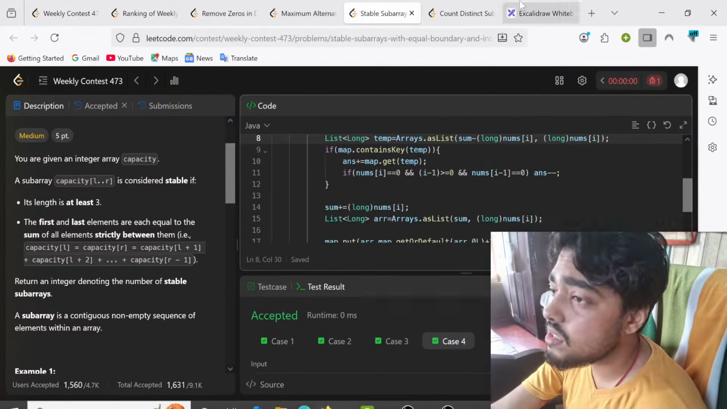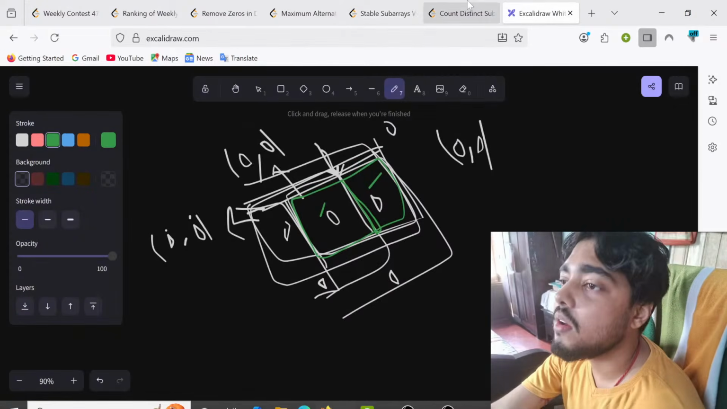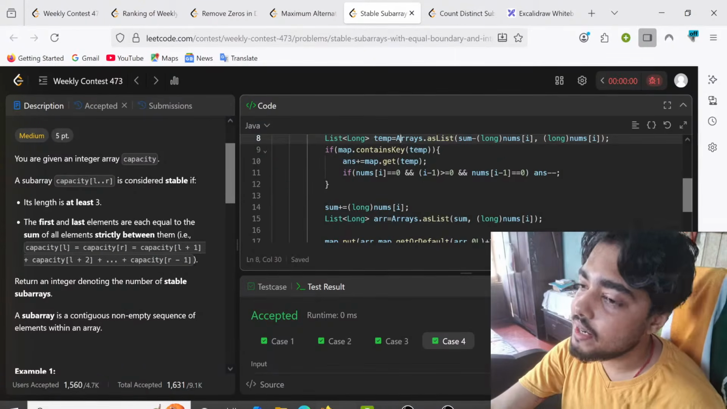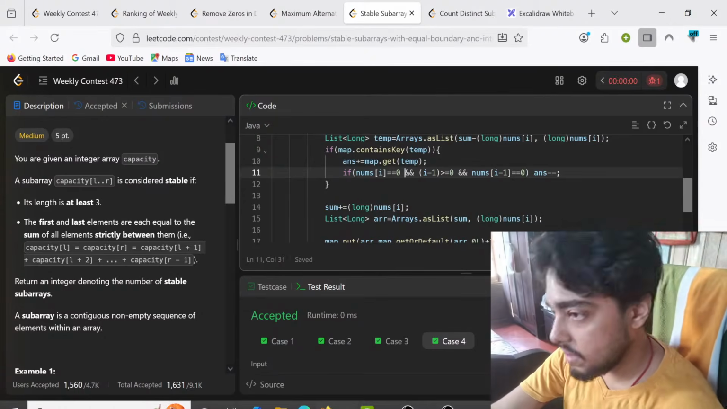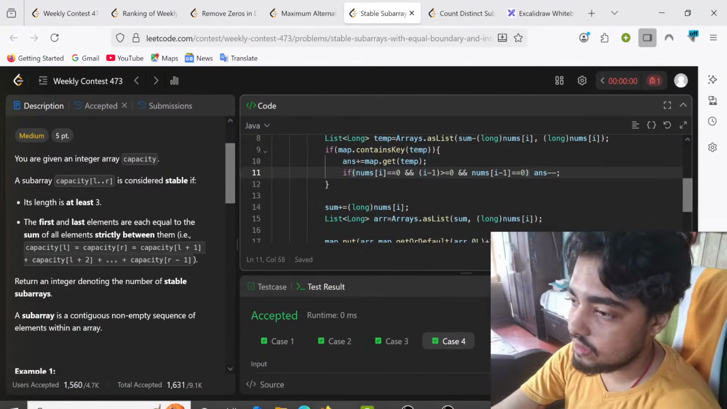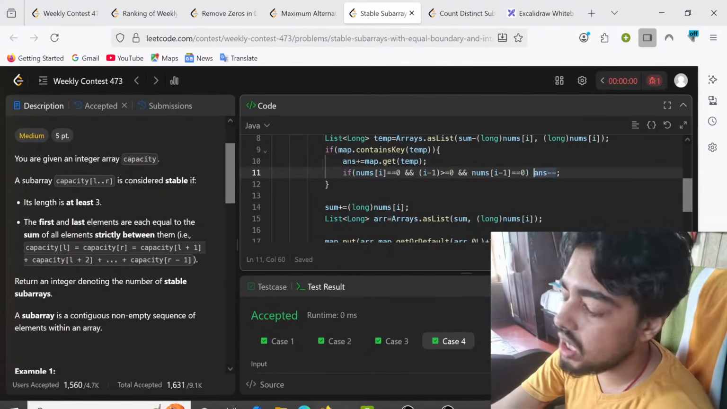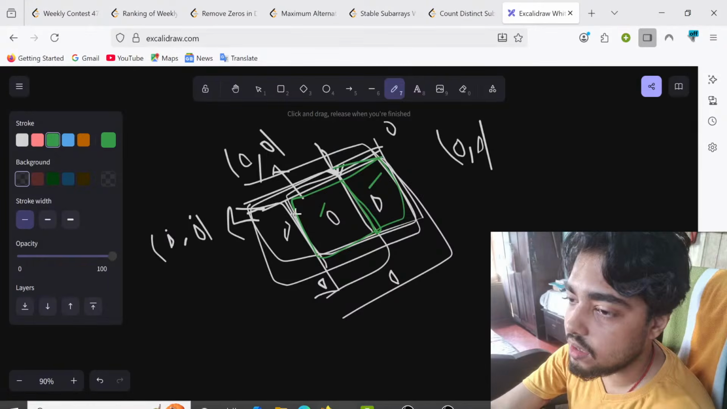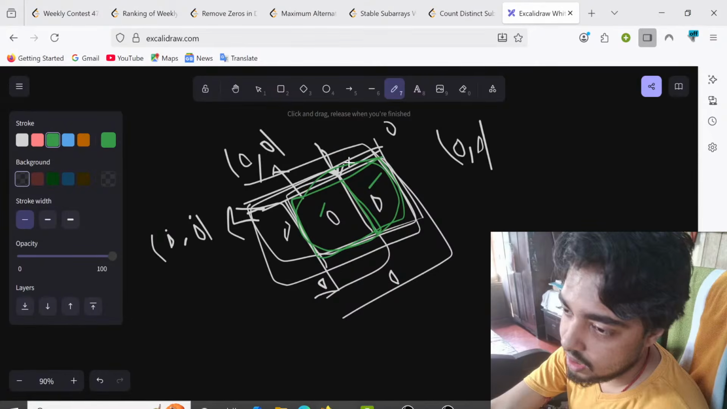Just for this 0, 0, 0 condition, we have to check this. We have to put a check on that. That is, if the current element is 0 and the previous element is 0, we don't consider that. Answer minus minus. Only one subarray will not be considered. That is this one. This is the exceptional case. Okay.